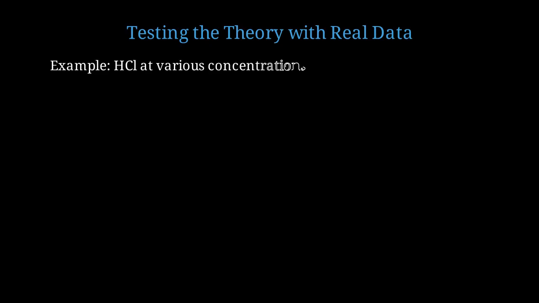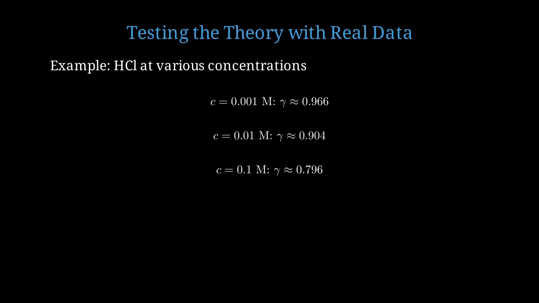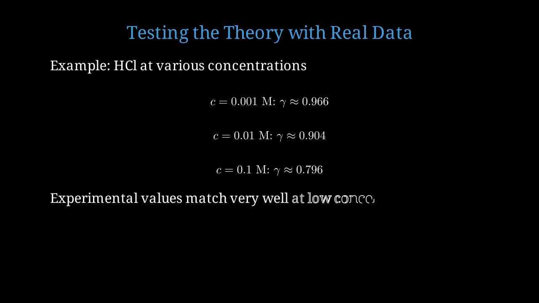Consider hydrochloric acid at various concentrations. Let's calculate the predicted activity coefficients. At concentration 0.001 molar, the theory predicts gamma approximately equals 0.966. At 0.01 molar, gamma approximately equals 0.904. At 0.1 molar, gamma approximately equals 0.796. When we compare with experimental measurements, the agreement is excellent at these low concentrations. The theory works beautifully.